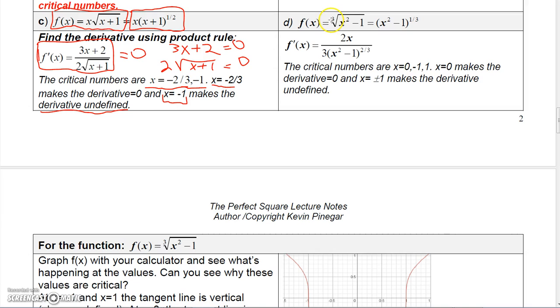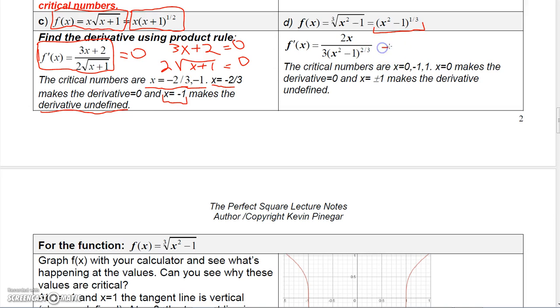Okay, so here we have the cube root of x squared minus 1. Now you can rewrite that as (x squared minus 1) to the 1/3 power, and then you just use the general power rule to take the derivative of this. Don't forget, you bring the 1/3 down, then you change this to the negative 2/3, and then remember to multiply by the derivative of the inside. That's where the 2x comes from. So anyway, I get 2x over 3 times (x squared minus 1) to the 2/3.